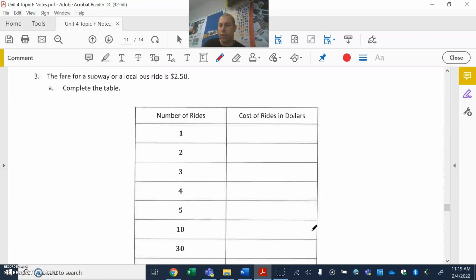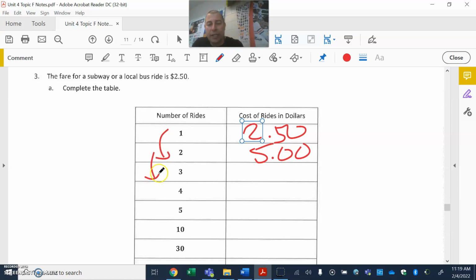Subway or local bus rides, $2.50. So if there's one ride, we're talking about $2.50. If we go twice, well, now we've spent $5. We're adding on the 2.50 each time because we keep going up by ones over there. Remember, when you see a pattern over here, you'll see a pattern over here as well.